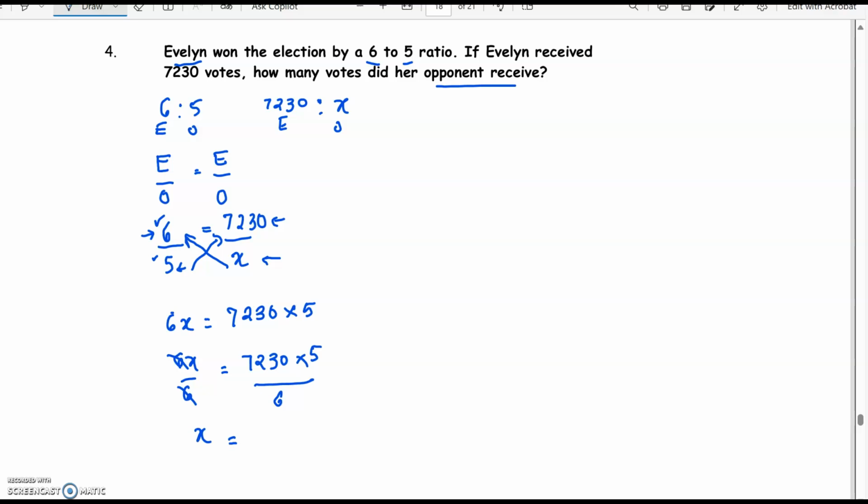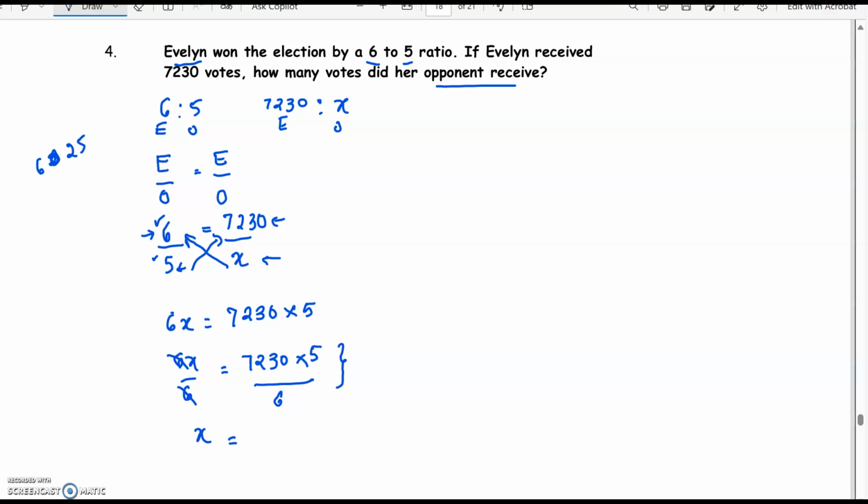Let's try to figure out the answer first using a calculator. So 7230 times 5 divided by 6 is equal to 6025 votes. So let's put this down somewhere. Now remember, technically we've solved the equation. If you're allowed to use a calculator in your next class, you're basically done. You're going to enter this into your calculator and you get your answer. But in this class, we're going to try to do this by hand.